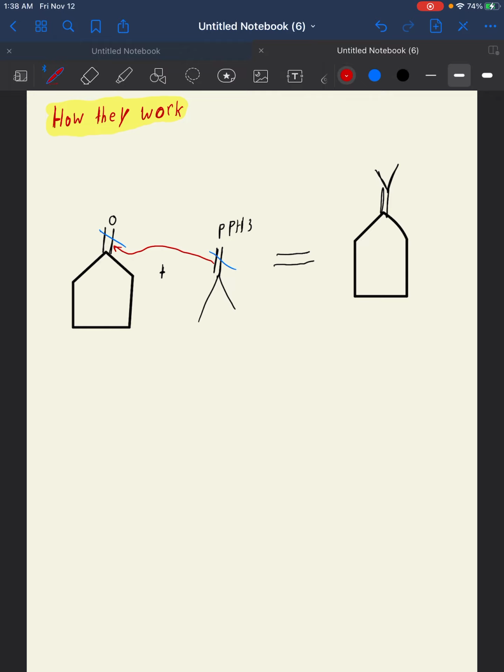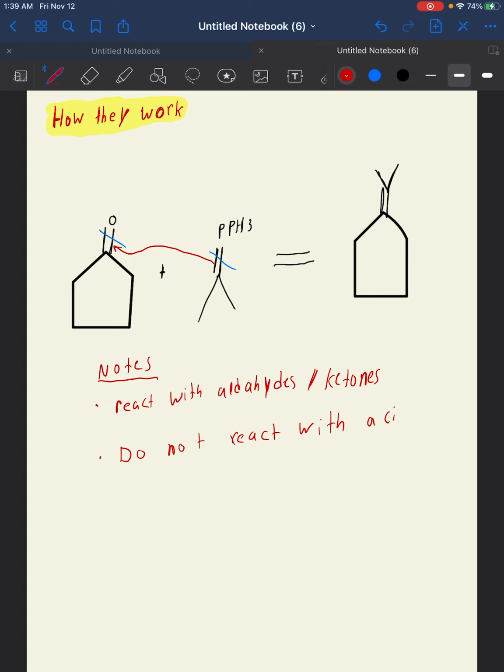Now I do want to put some notes. Like I said before, I just want you to be able to write these down. They react with aldehydes and ketones. They do not react with acid derivatives.